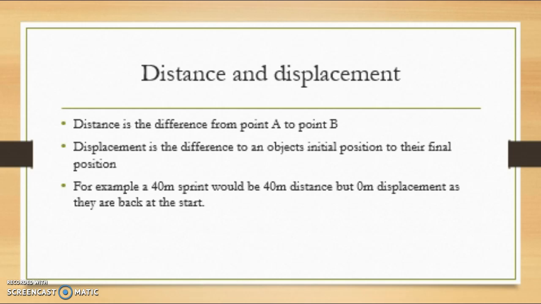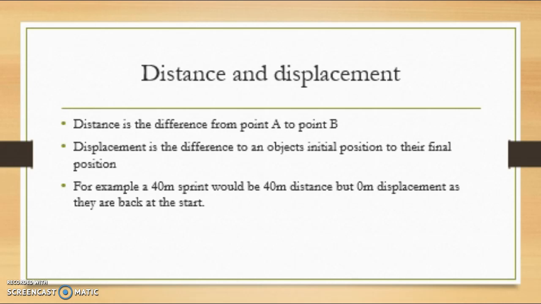Distance and displacement. Distance is the difference from point A to B, whereas displacement is the difference from an object's initial position to its final position. So for example, a 40-meter sprint would be 40 meters in distance, but 0 meters displacement, as they are back at the start. If you're doing 20 meters up and 20 meters back, you've got 0 meters displacement.